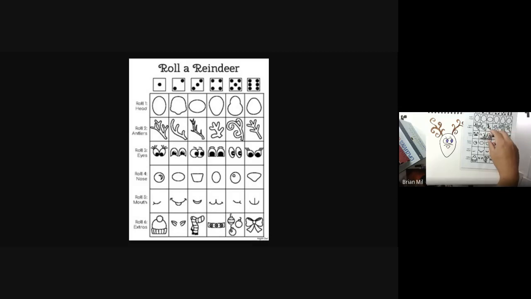Option number 5 is the mouth. So I'm going to roll these two dice and see what the two options are. All right. Oh, looks like I got two 3s. Here we go.